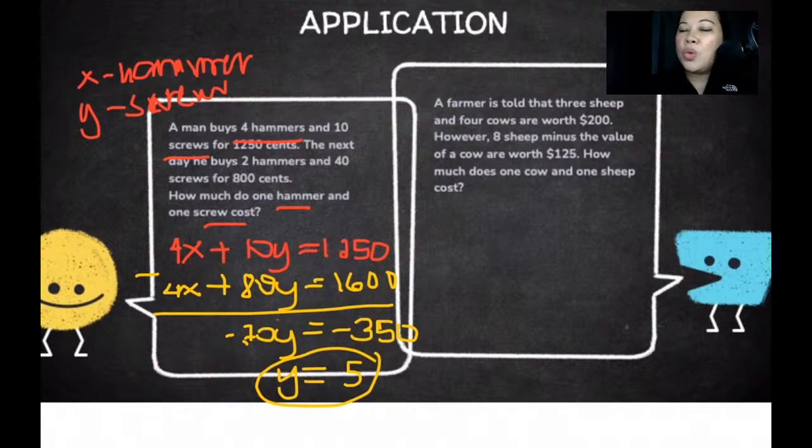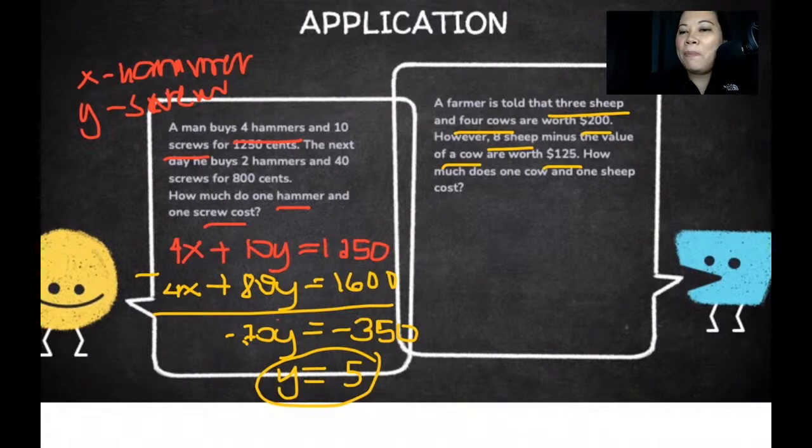You might ask which one you would use. Any of the two equations, so that you will find the value of x. Okay. A farmer is told that three sheep and 4 cows are worth $200. However, 8 sheep minus one cow is worth 125.